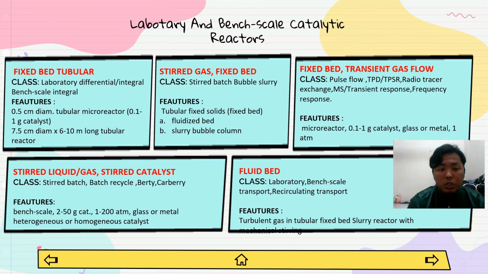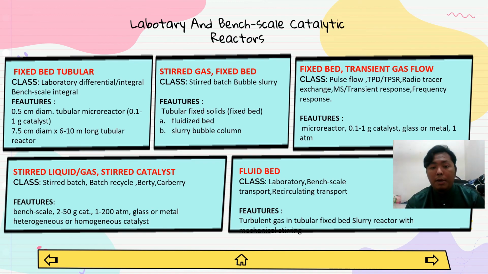We have stirred batch recycle, Berty, and Carberry. The featuring for this equipment, it has a batch scale 2 until 50 gram of catalyst, until 1 until 200 atmosphere, glass or metal, heterogeneous or homogeneous catalyst.